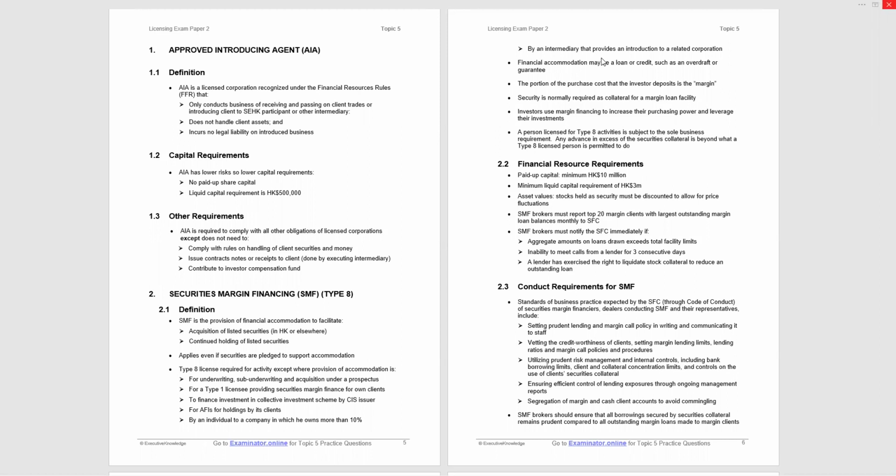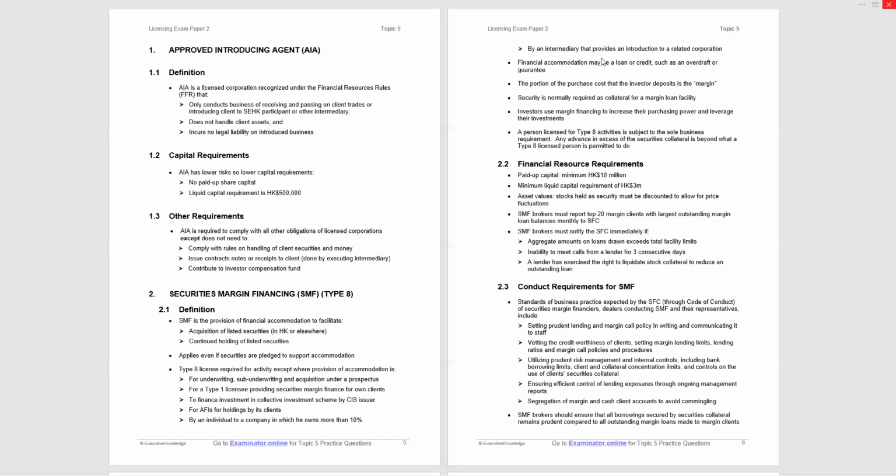Now, if that is the case, you must be type 1 licensed, even though, and the first 3 sub-bullet points, top of page 5, you only conduct business of receiving and passing on client trades or introducing client to stock exchange participant. You do not handle client assets and you incur no legal liability on introduced business. Those 3 points have to be satisfied to be considered an approved introducing agent. You will need a type 1 license, but the big deal is that your liquid capital requirement is 500,000, not 3 million as with securities dealers.